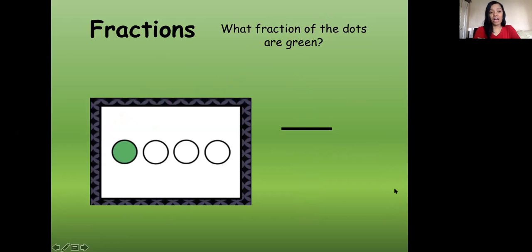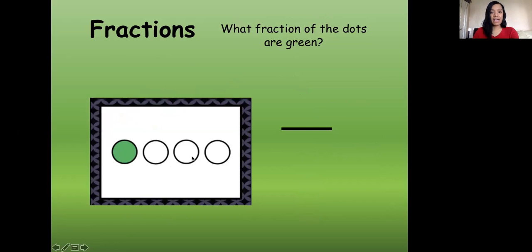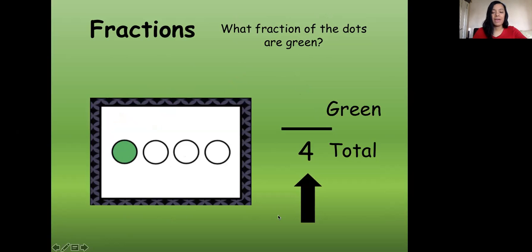Now we have a different kind of fraction here. These are also fractions because not only are fractions pieces of wholes, they can also be 1 out of a set. Okay, all right. So if we look here, what fraction of the dots are green? How many total dots are there? There are 4 total dots, right? 1, 2, 3, 4. And then how many are green? 1. So 1/4 of the dots are green. 1 out of 4. Okay, so 1 out of the 4 pieces are green.